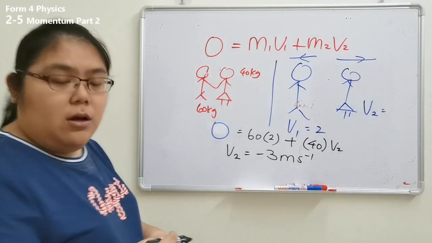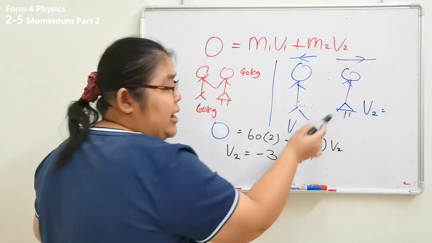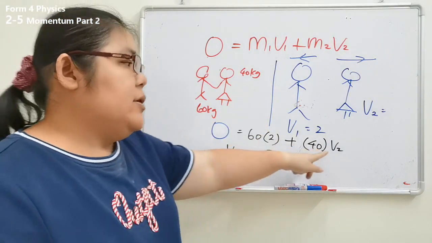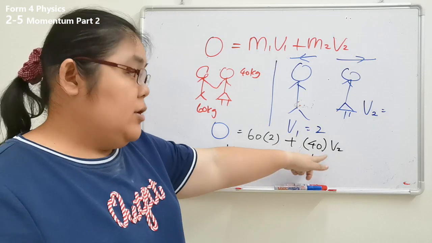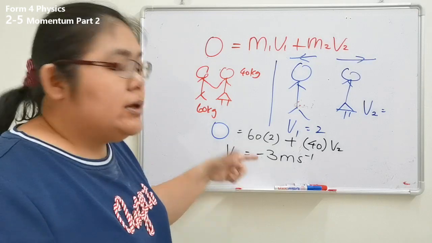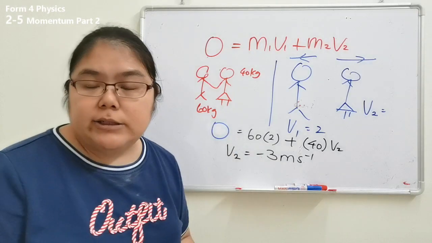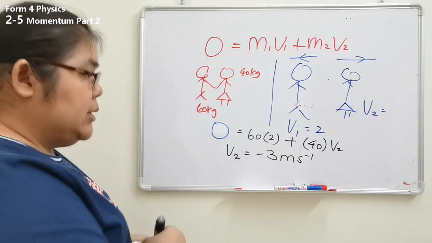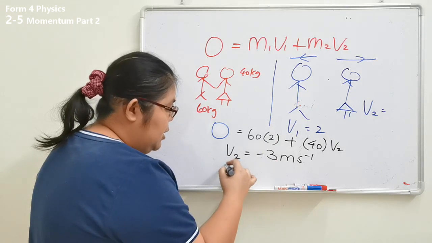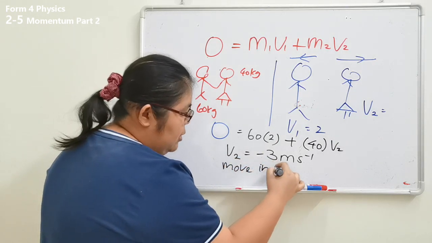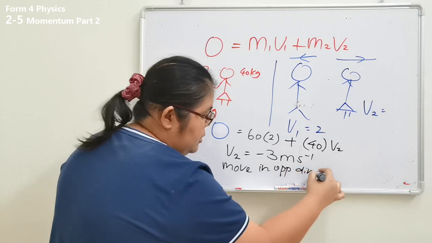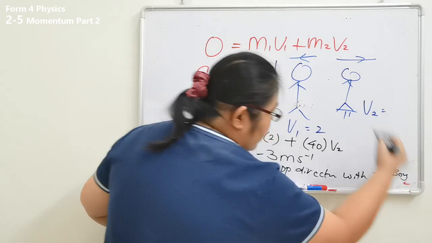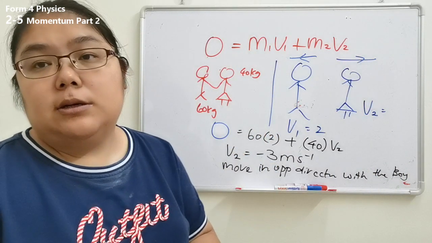Okay, negative stands for the girl moving in the opposite direction with the boy. That one is the meaning. If you take the boy as negative, the girl is sure a positive one. So if you take the positive, you don't need to explain. But if you take the negative, you need to explain the direction of the girl's movement. So from here you say, move in the opposite direction with the boy. This one is the answer for the explosion. Okay.